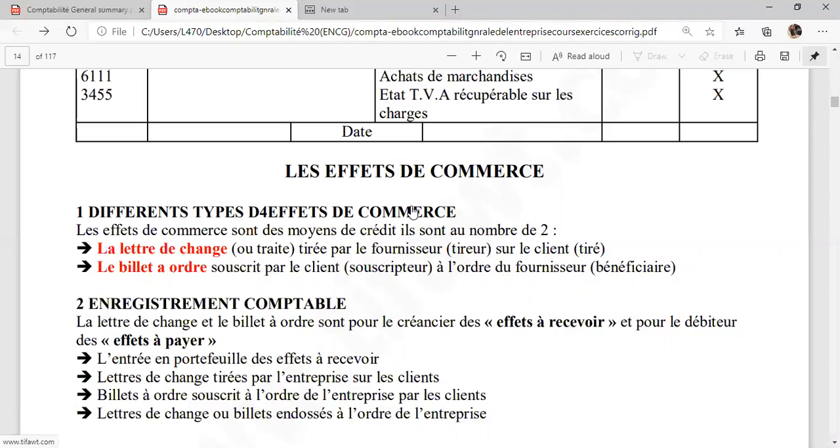So drawing onto the billet à ordre. This one is quite similar to the lettre d'échange. The only differences are who takes the initiative and the number of parties involved. This one is also a method of payment by credit, where it's the client, the person who is owing, who takes the initiative.